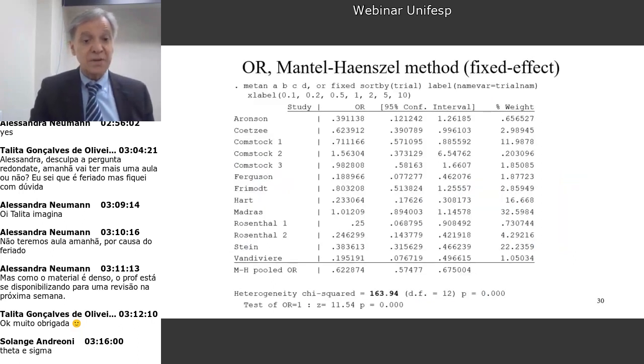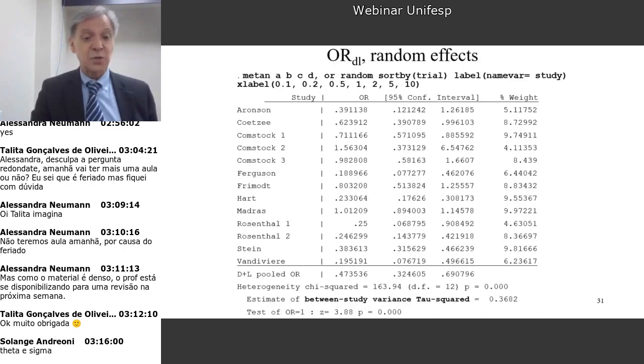Okay, then they do a Mantel-Haenszel method effect. So actually they're using a Mantel-Haenszel. They're not using a regression at this point. It's just the stratified, super stratified analysis. Now they do the random effect. You see, that's a little different.